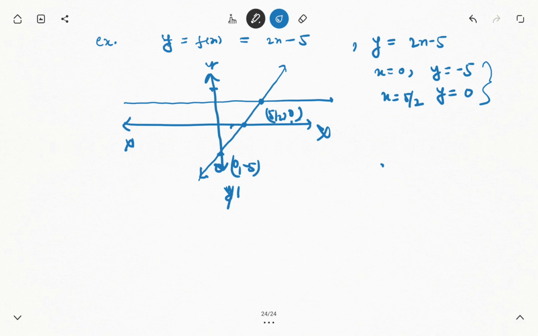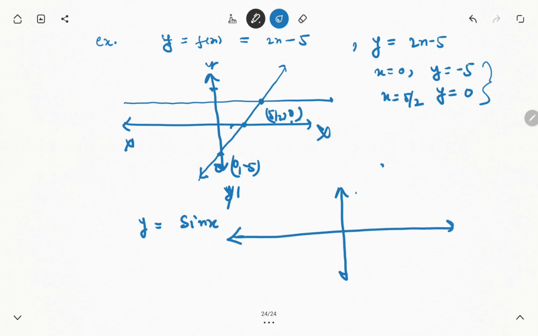Example you have at hand. Draw the graph of the function y equal to sine x. That's very easy to draw. It takes maximum value 1 and minimum value -1, right? Minimum value -1. Then what we will do, you start with this, draw the graph of the function. That's very easy. Sine pi by 2 is 1, and sine of 0 is 0.